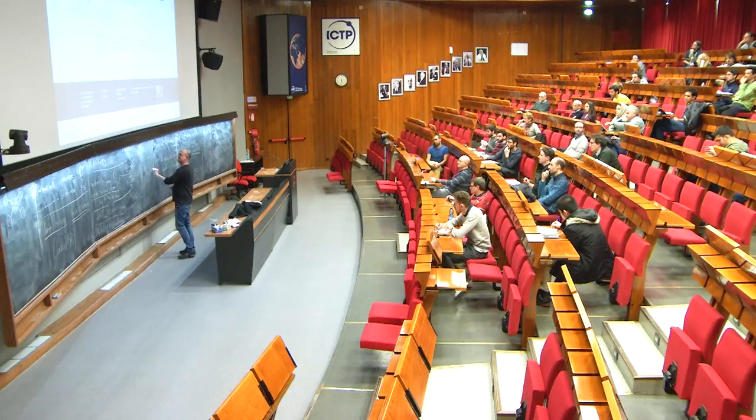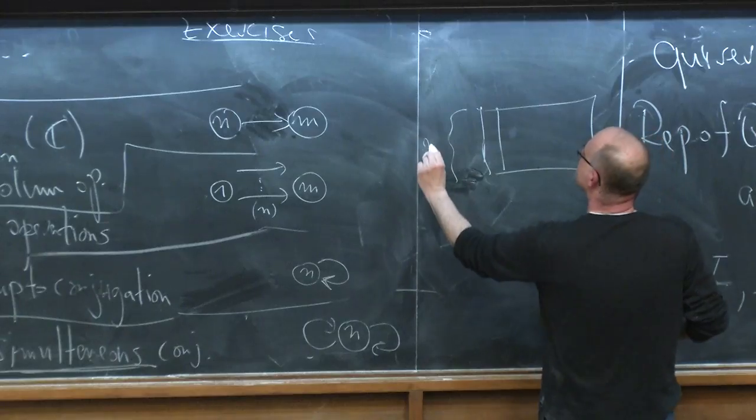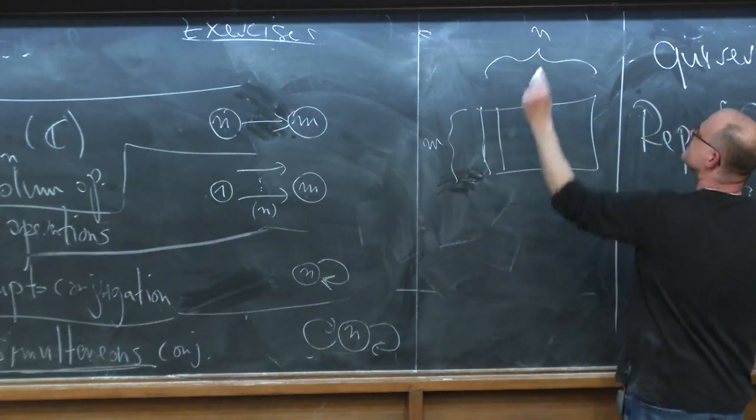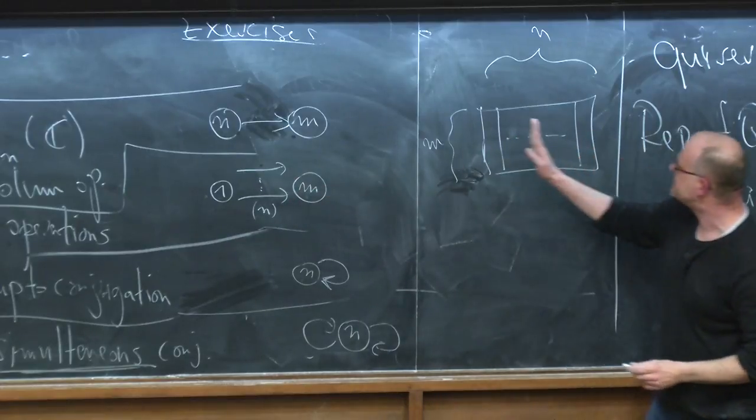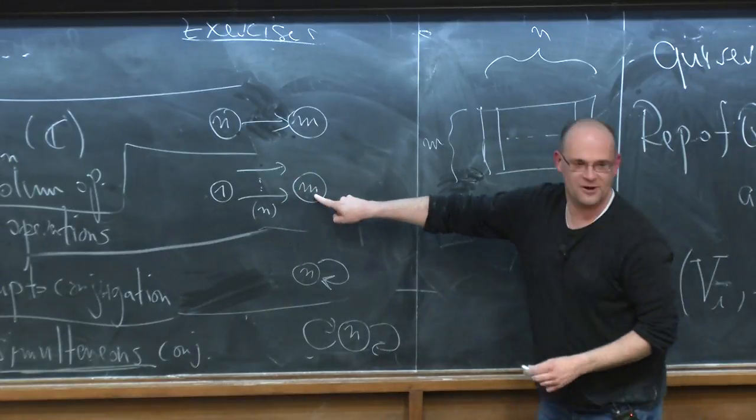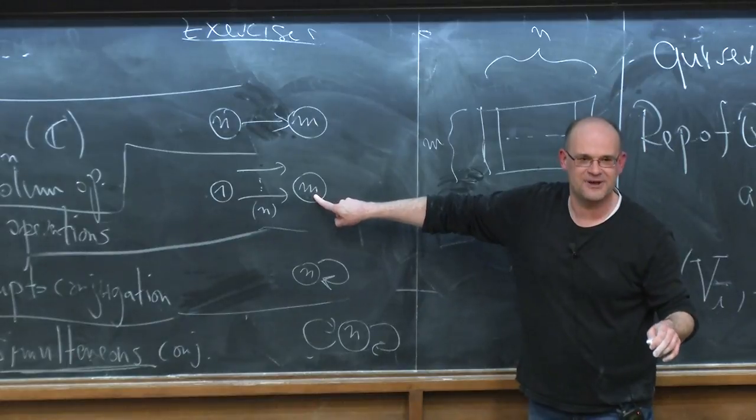Sorry. Yeah, so this is an M by N matrix. And the arrows are represented by vectors in M space. We put them, we're acting on the rows. Sorry, I said columns? We're acting on the rows.